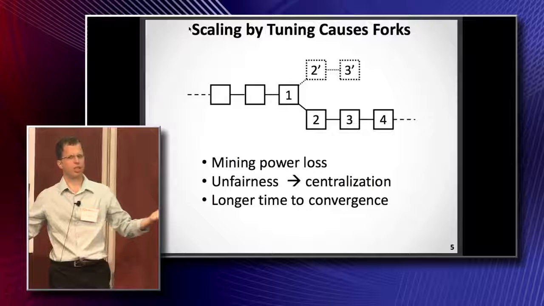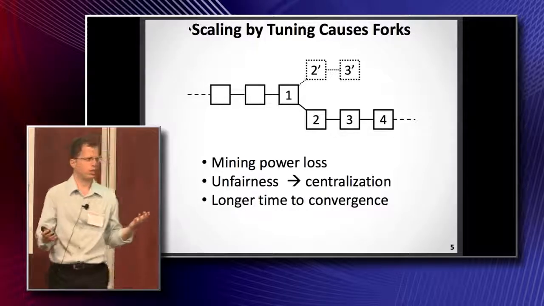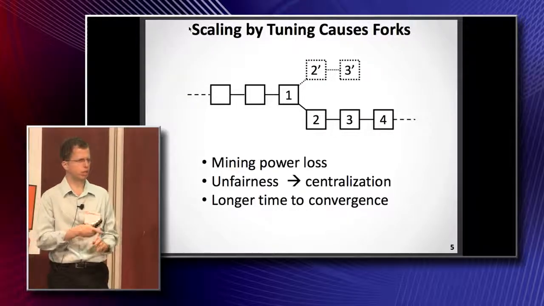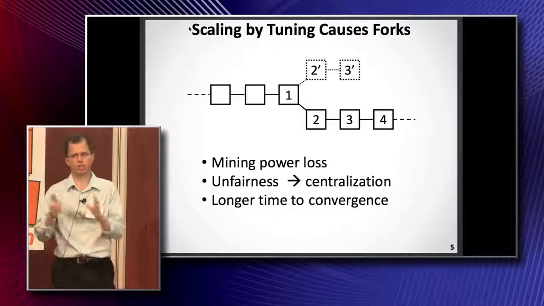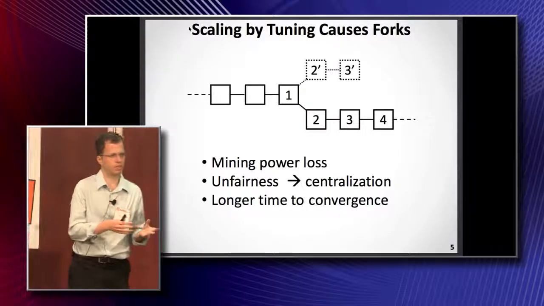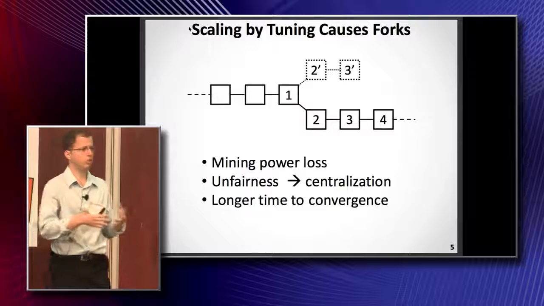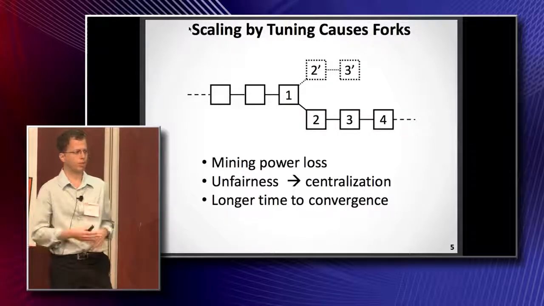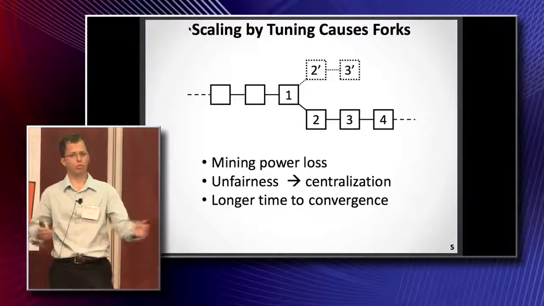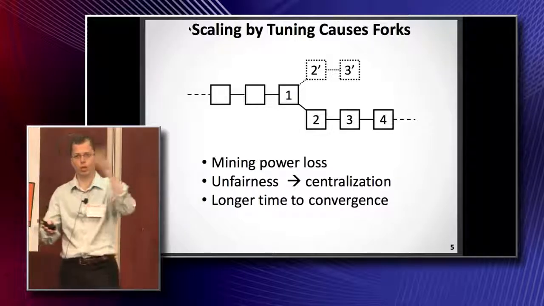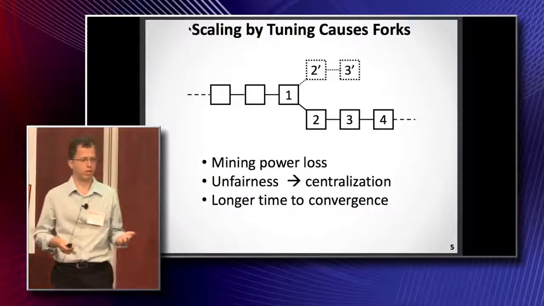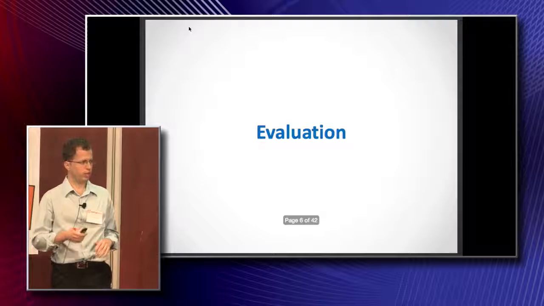But then we get forks when we do that, right? We have mining power loss. I'll talk about that. We have unfairness. Smaller miners get less revenue. This leads to centralization. I'll talk about that. We have a longer time to converge because of these forks. You don't know where you are on the chain. I'll talk about that. But the point here is the following.